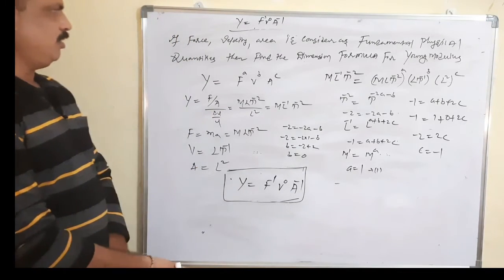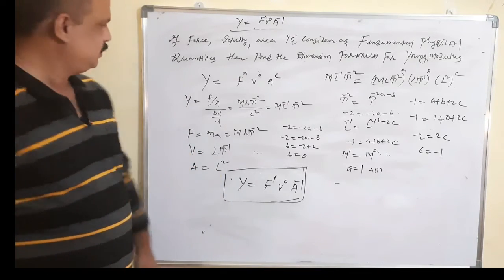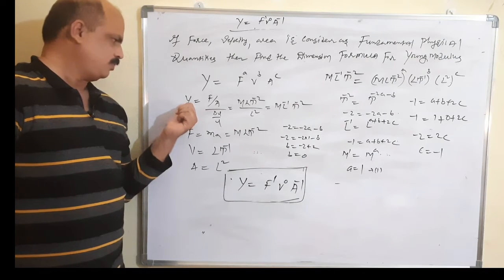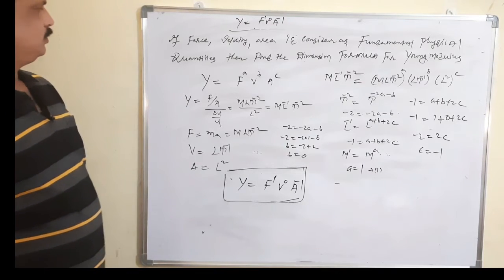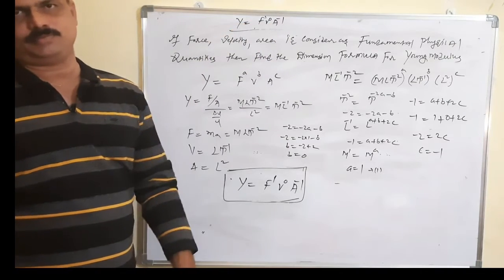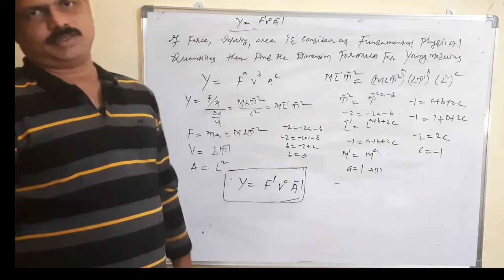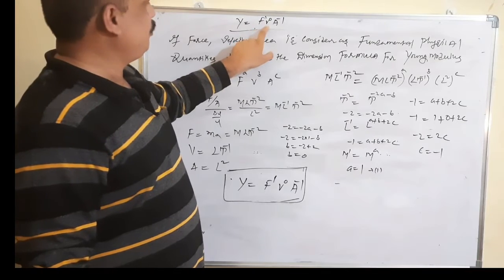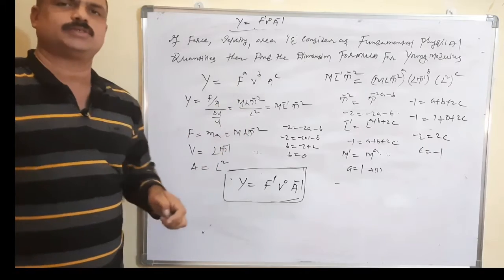Without doing all these calculations, we can directly solve this problem in 5 seconds. Here the Young modulus is equal to longitudinal stress by longitudinal strain. Strain has no dimensions. So F by A, F power 1, A power minus 1. It does not depend upon velocity, V power 0. Check the options given below. So our correct answer is F power 1, V power 0, A power minus 1. So this is the answer of this question.